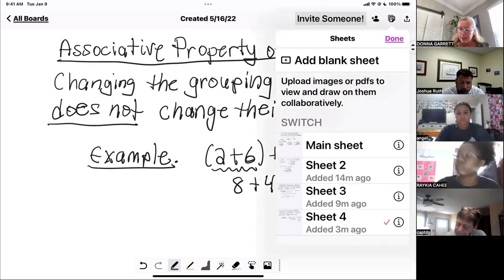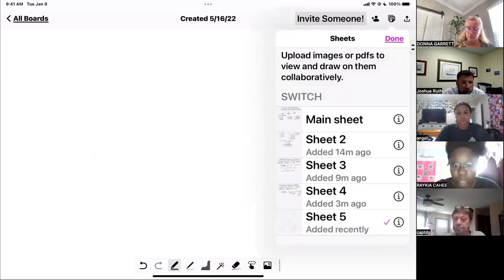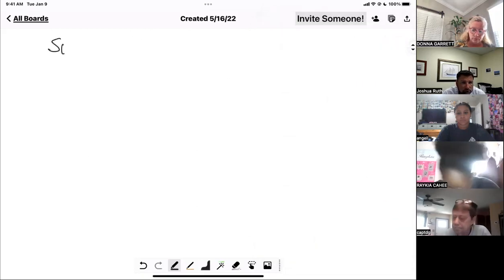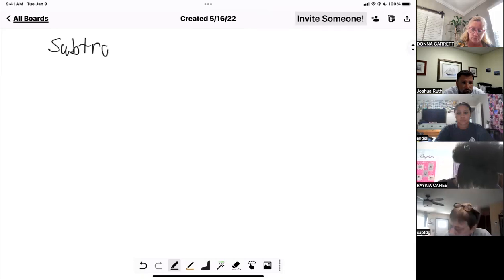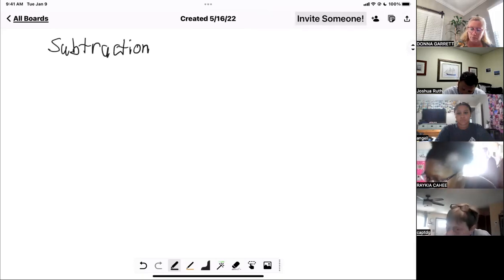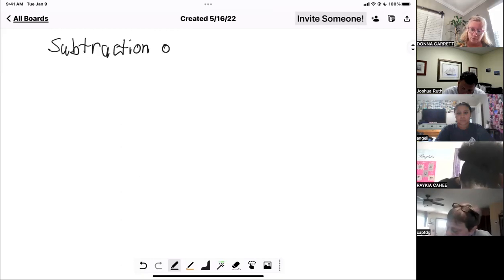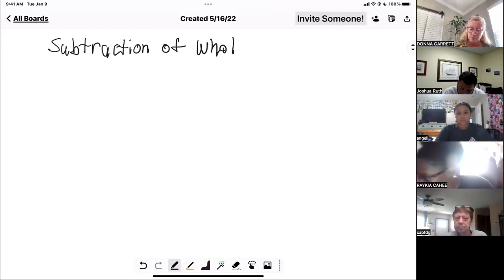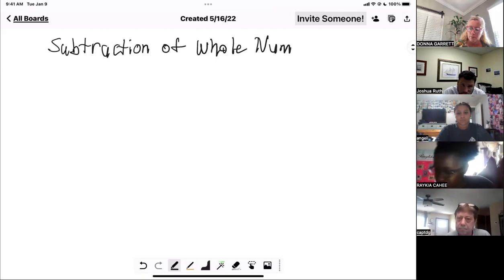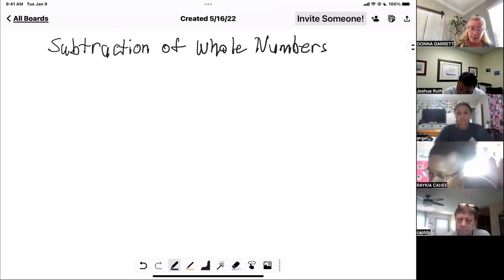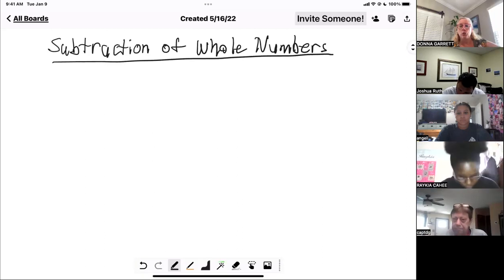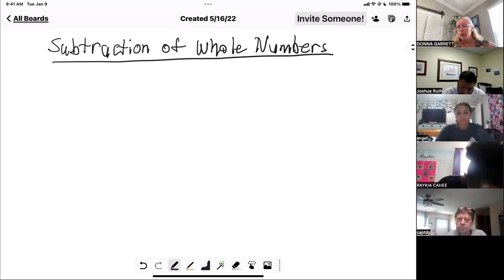Okay, here we go. Okay, so let's do subtracting. If you notice, we're talking about whole numbers today. Eventually, we're going to get to fractions and decimals. Same rules apply. It's just much easier to start with whole numbers and work our way into fractions and decimals.